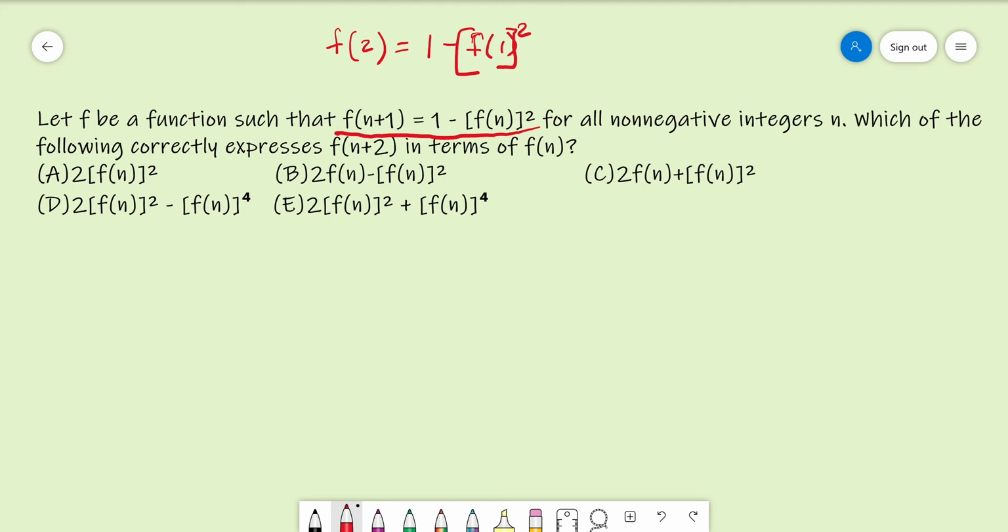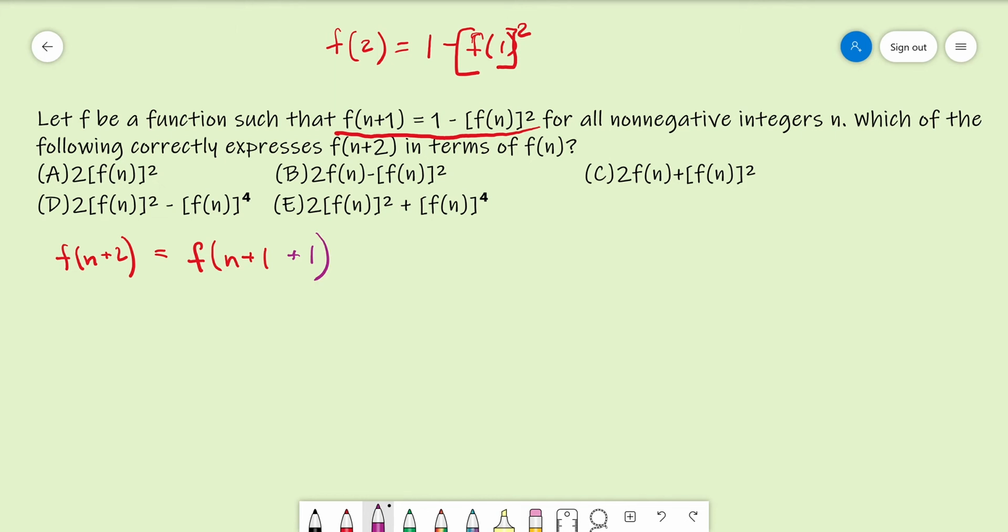So then we're asked to find f of n plus 2 in terms of f of n. So what you have to do here is to realize that f of n plus 2 is the same thing as f of n plus 1 plus 1. I'm just going to write it like that.